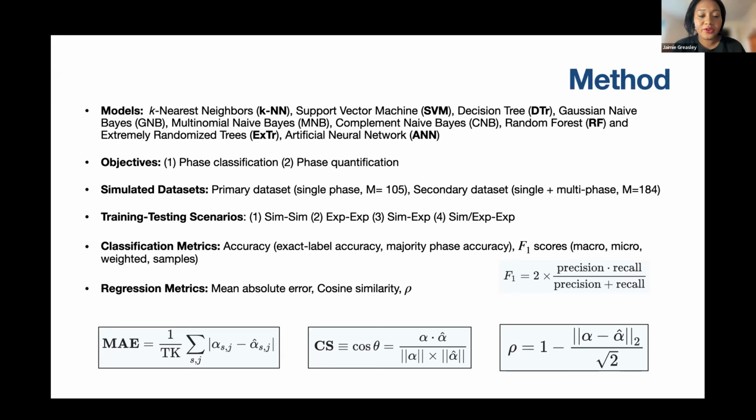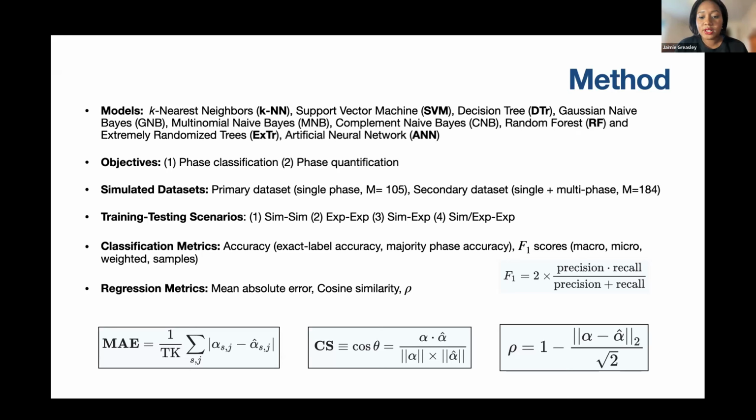And we use for classification the standard metrics, accuracy and F1 scores. In terms of accuracy, I particularly looked at, I'll define the exact label accuracy, as in it got every single phase correctly, and if there wasn't a phase, then it predicted that there wasn't that phase. And then the majority phase accuracy, in that the major component at least was measured.